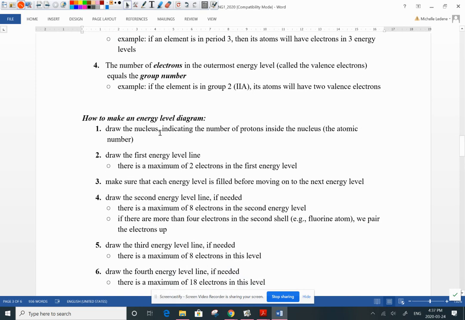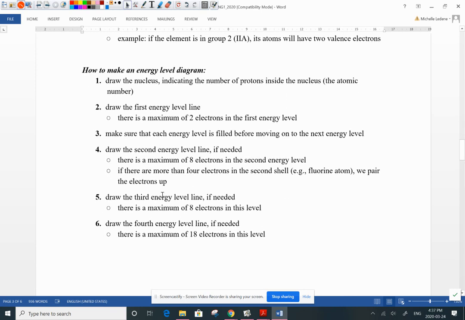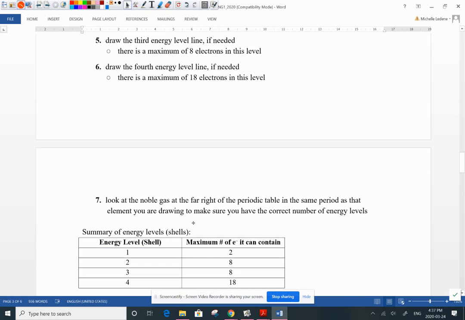Well, you're going to draw out the nucleus, and you have to show the number of protons that are inside the nucleus. Your first energy level will have a maximum of 2 electrons. You fill it. If there are more than 2, you move on to the next energy level. You draw that second energy level line. You have a maximum of 8 going in there. Then the third energy level, maximum of 8. Fourth energy level, maximum of 18.